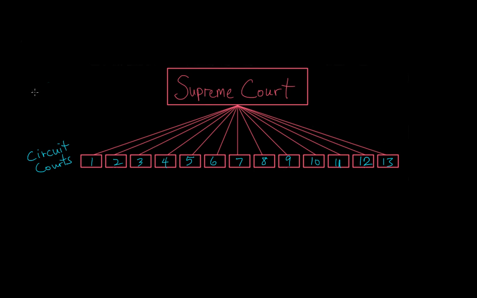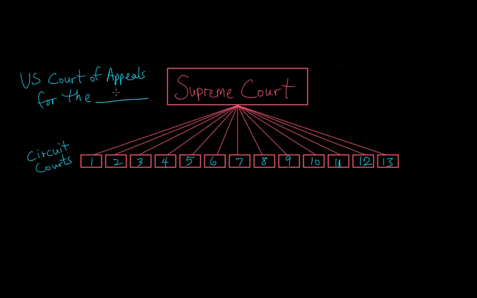Actually, the official name for the circuit court is the United States Court of Appeals for the name of the circuit. Okay, so the First Circuit Court is officially called the United States Court of Appeals for the First Circuit. Or sometimes we'll call it the First Circuit Court of Appeals for short, or even shorter, just the First Circuit Court. And it's all talking about the same court.